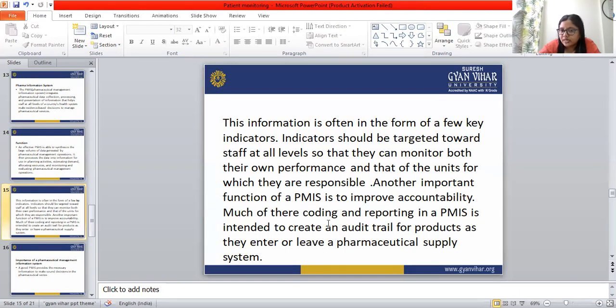Coding and reporting in a PMIS, that is pharmaceutical management information system, is intended to create an audit trail for a product as it enters or leaves a pharmaceutical supply system. So when the product enters or leaves a pharmaceutical supply, it creates an audit trail of that product. So this is the PMIS system.